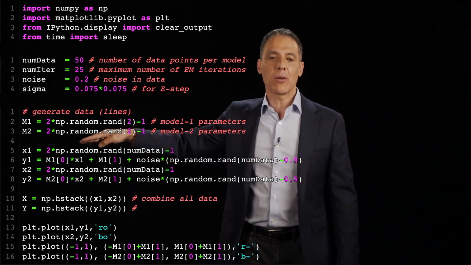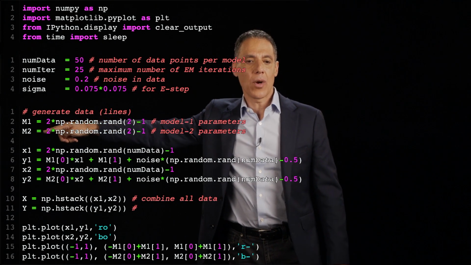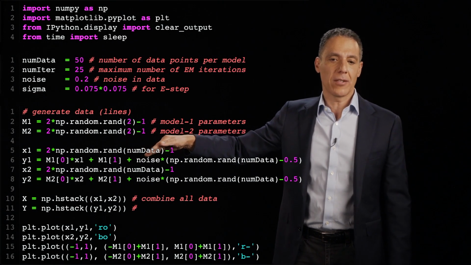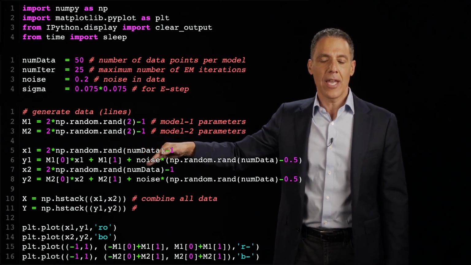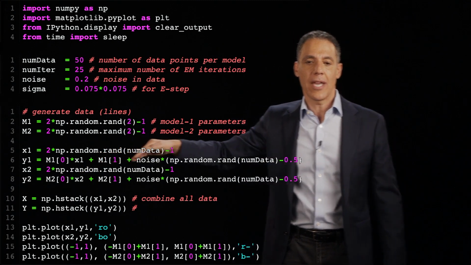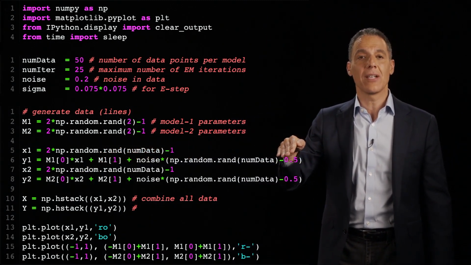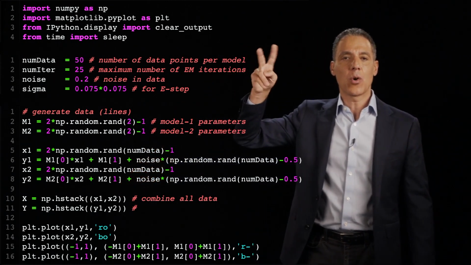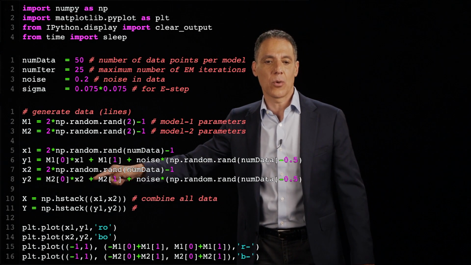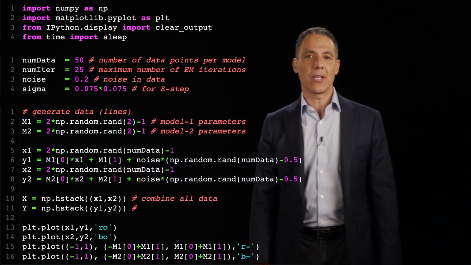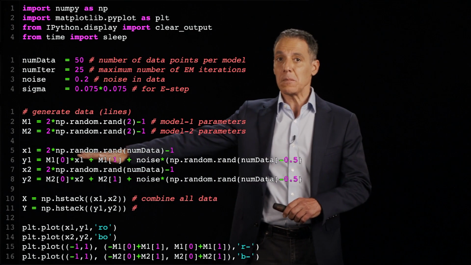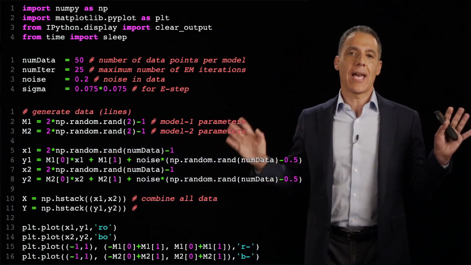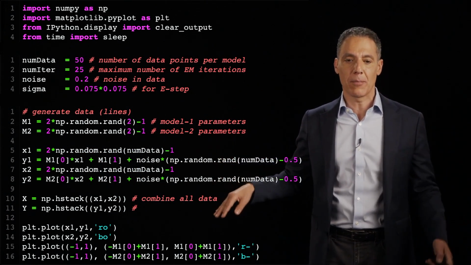All right, let's generate some model parameters. They're lines. So M1 and M2 are slope and intercept, randomly generated. And then let's generate some data. So generate a bunch of x coordinates for model 1, push those x coordinates through the model, and then add a little bit of noise to the data. Same thing for model 2. So x1, y1 are the coordinates for model 1, x2, y2 are the coordinates for model 2, and then pack everything into a matrix. Sure, in synthetic data I know what the model assignment is, but I'm going to pack everything into a matrix because afterwards it's my job to figure out the model assignment.